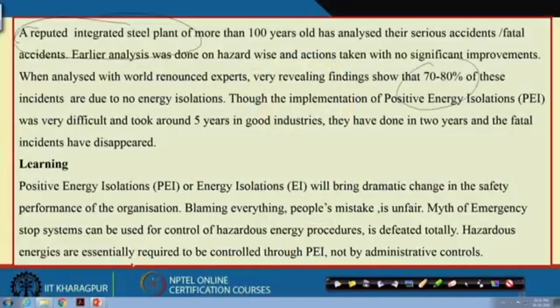Blaming everything, saying people make mistakes, people are careless, these statements are very, very unfair. Or there is a myth that we have emergency stop systems, we can put the emergency stop when it is required. That is also a myth. The purpose of emergency stop is different. Hazardous energies essentially have to be controlled through positive energy isolation, not administrative controls, not warnings, not signages. They are to be controlled by positive energy isolation, which is the engineering way of doing the isolation, not the administrative way.